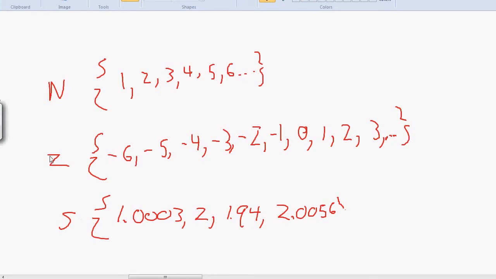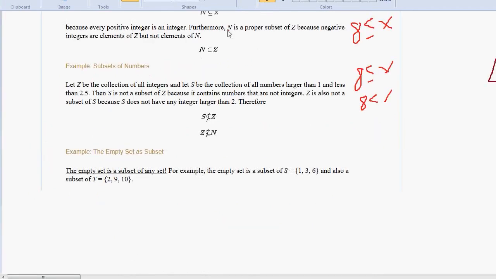So S would not be a subset of Z or of N. And Z would not be a subset of S either. So neither of these two sets is a subset of the other one. Same with S and N. Neither one is a subset of the other one. Because they include different terms, right? 5 is not included in set S. 1.94 is not included in set N.